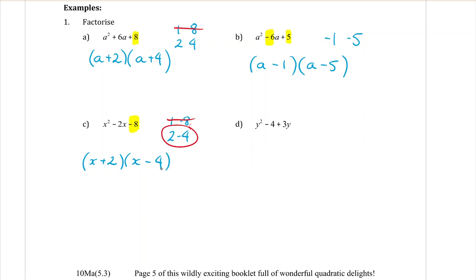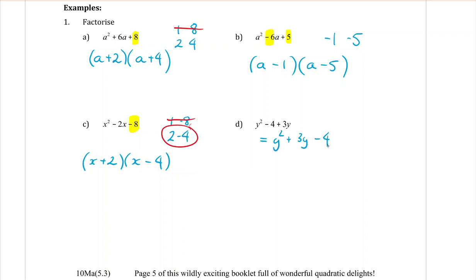Let's keep going. D. This is trying to be sneaky because I have y squared -4 plus 3y. It's in the wrong order. That's the sneaky part here. It should always be the squared, so y squared, then y, then number. Okay, so let's rewrite it. It needs to be y squared plus 3y minus 4. They've got to be in the right order.